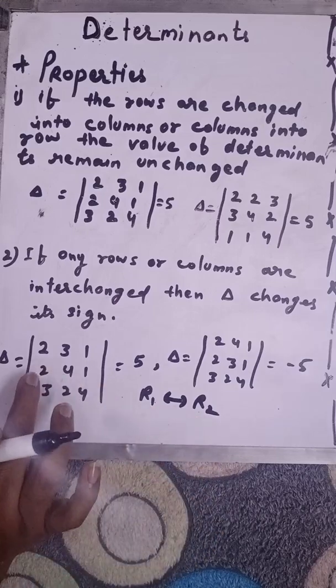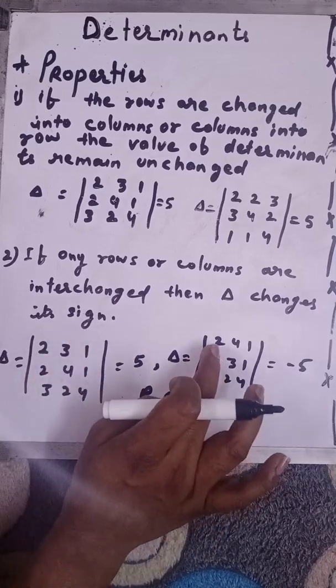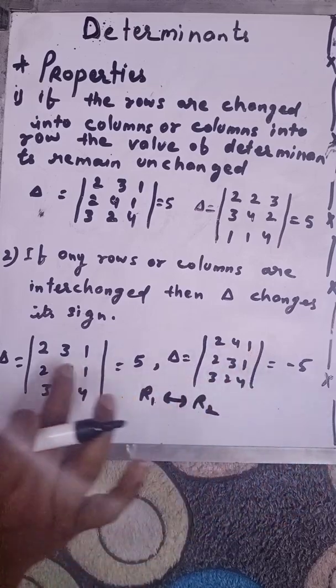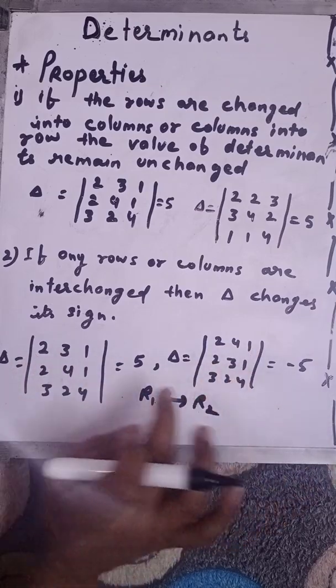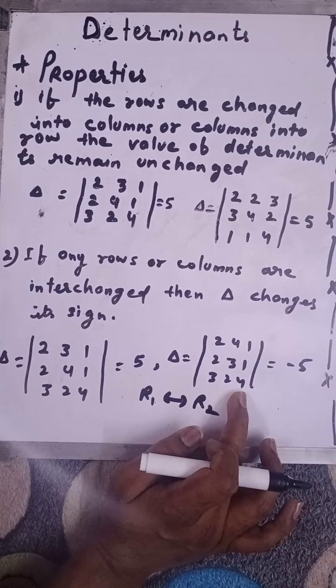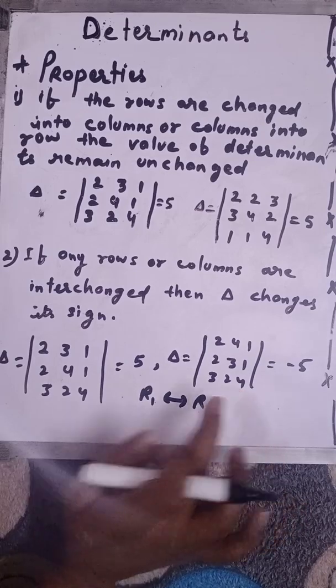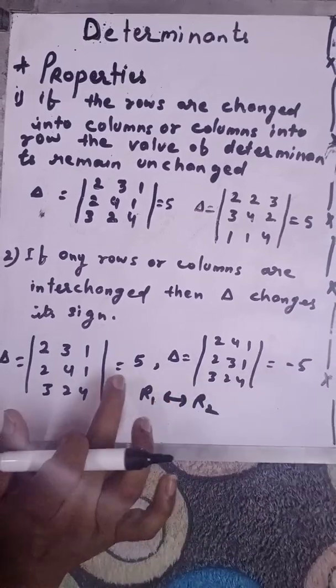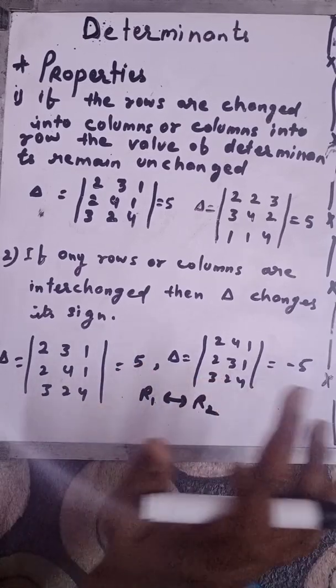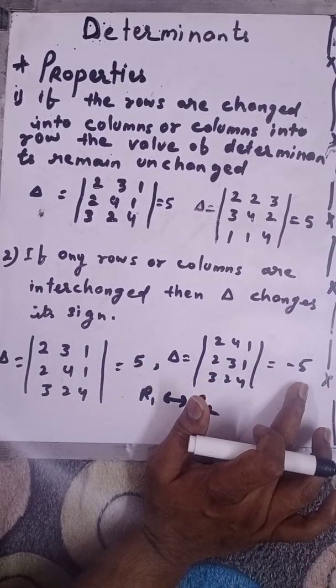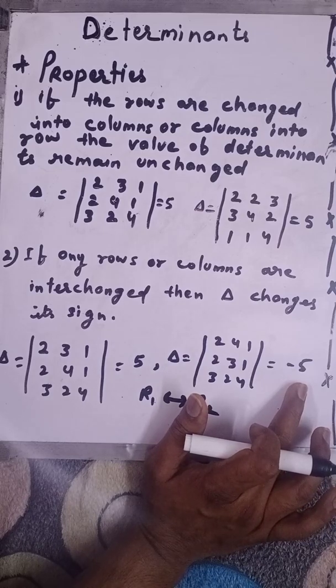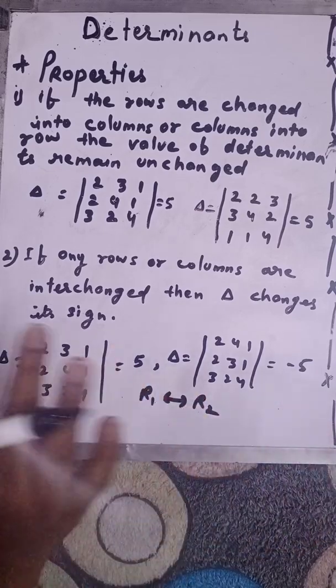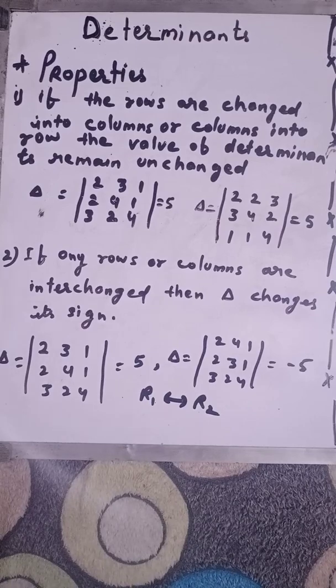So what will happen? See, 2, 4, 1 will come on the first position. 2, 4, 1, that will be the first row. 2, 3, 1, that would be the second row. And the third row will remain the same. Then the value of the determinant will be negative. If it is coming 5, then the answer would be -5. Got it? The same concept you can apply when you interchange columns.